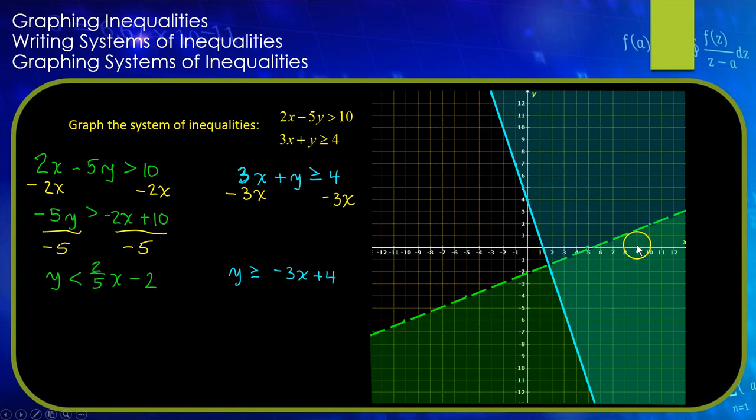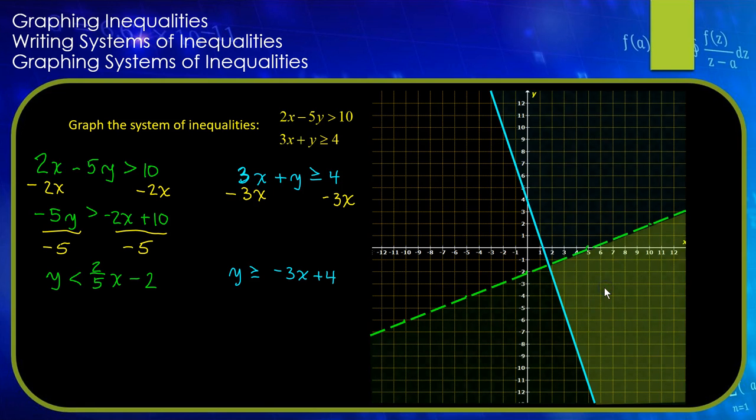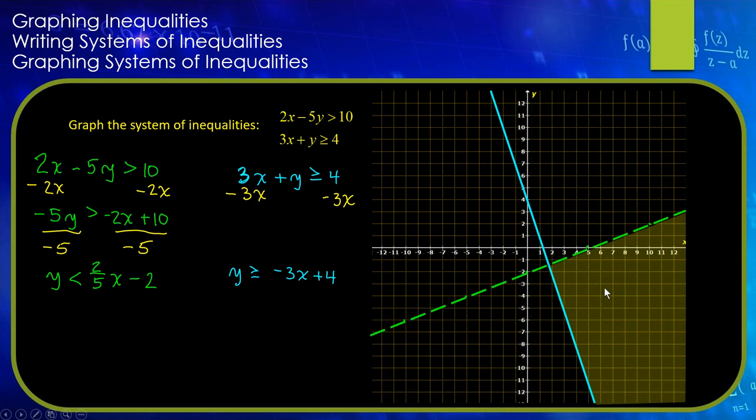As you can see here, you can see the overlapping of the two regions right here. And so that would be the solution area, or the feasible region. It would include the border for the second line. It wouldn't include the border for the first line. So anything in this yellow region and this border here would work for both inequalities.